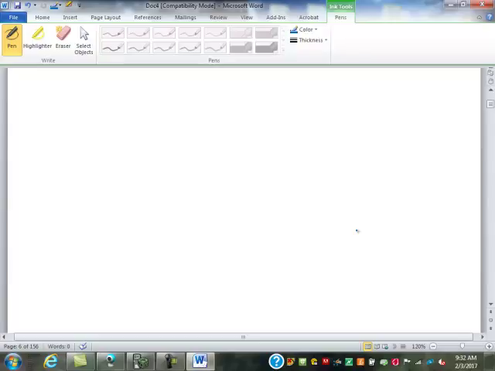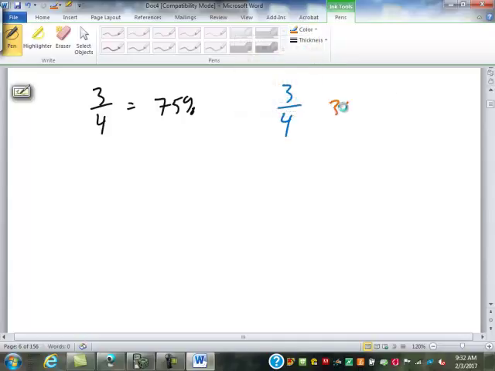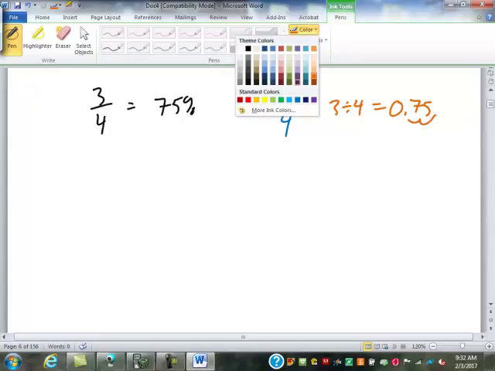Going from a fraction into a percent is a little bit trickier. We'll start out with one that everybody knows. 3/4, of course, is what percent? 75. If we didn't know that, we would have a couple of options. We take our 3/4, we can convert it into a decimal by dividing. 3 divided by 4 is 0.75. And then move the decimal point to make it a percent. But not all fractions divide out that nice and neatly.